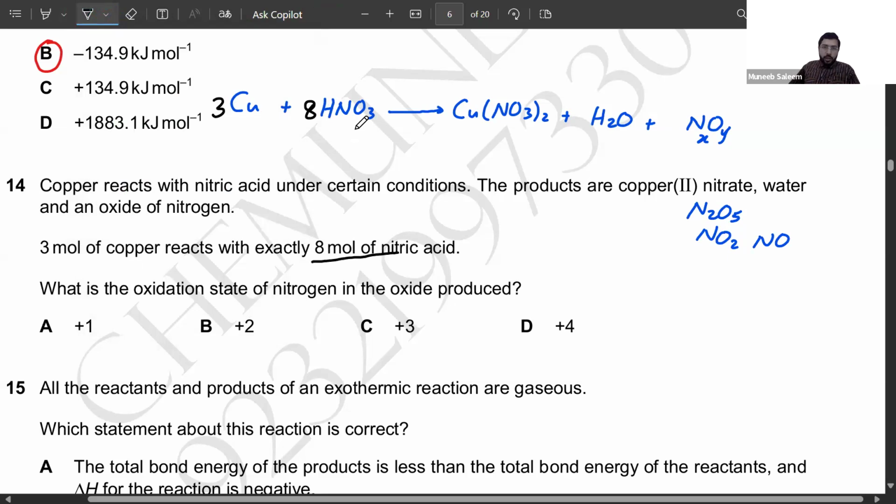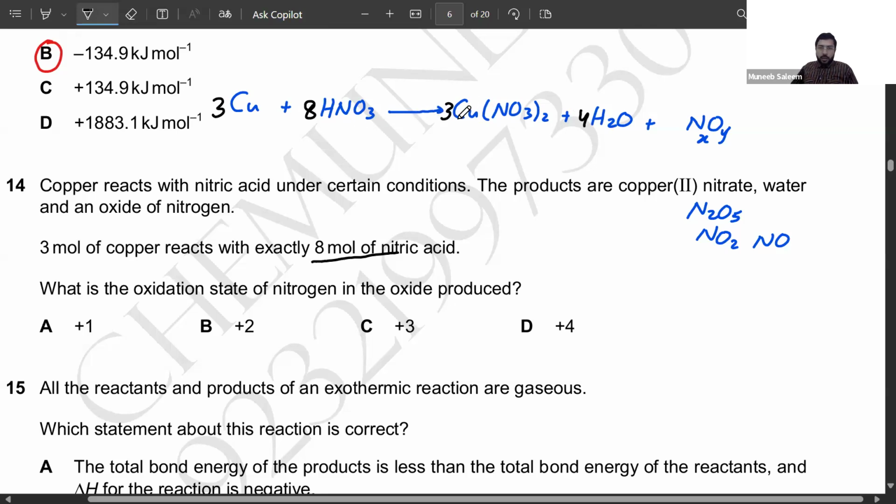Now we are given the moles of the reactant, but we have to balance it accordingly for the product side. If there are 3 moles of copper over here, then there should be 3 moles on this side to make the copper balanced. Now it is not balanced, so we look at the hydrogen. There are 8 hydrogens on the left side, so to make it 8 we have to put 4 over here. Now hydrogen atoms are balanced.